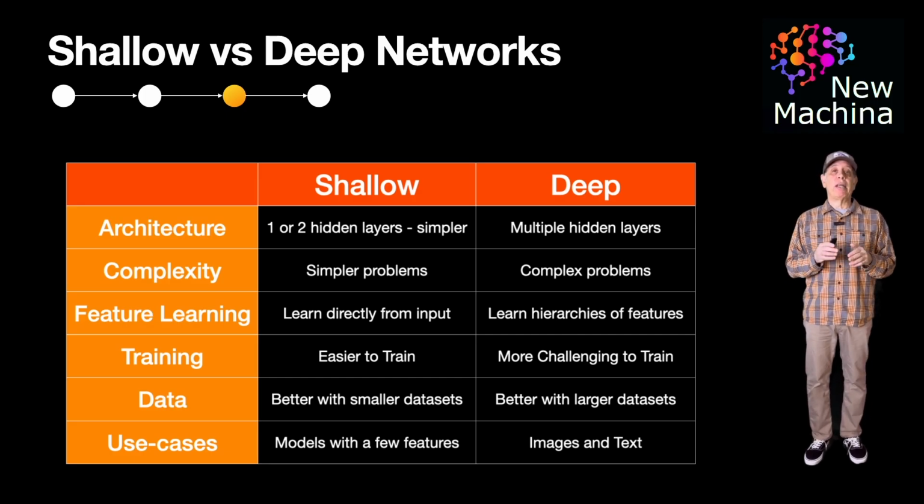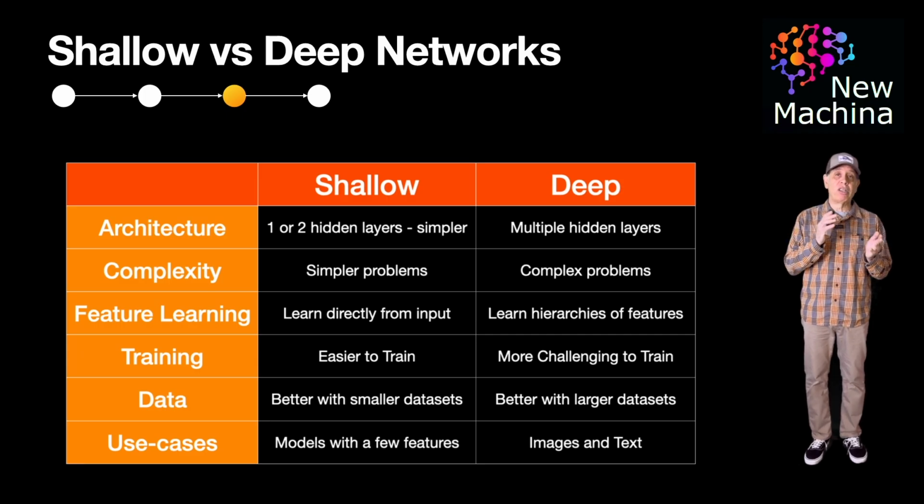So why is understanding shallow versus deep networks important for neural network design? Well, understanding the differences between shallow and deep networks helps in selecting the right architecture for a given task, ensuring optimal performance. This choice between shallow and deep networks depends on the complexity of the problem and the available resources.